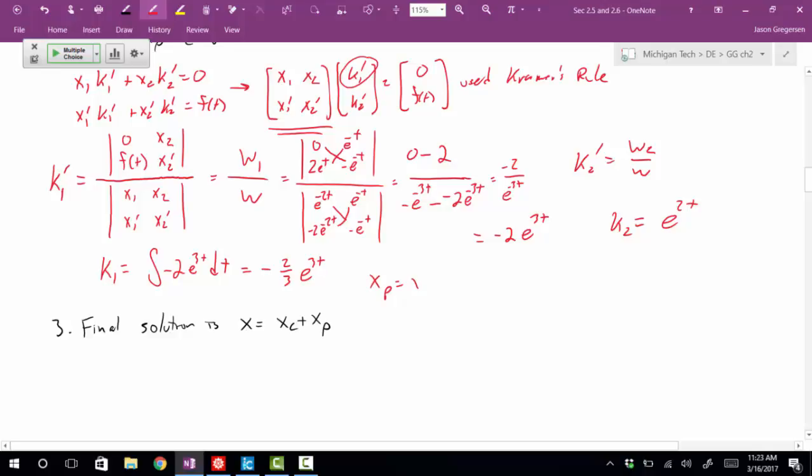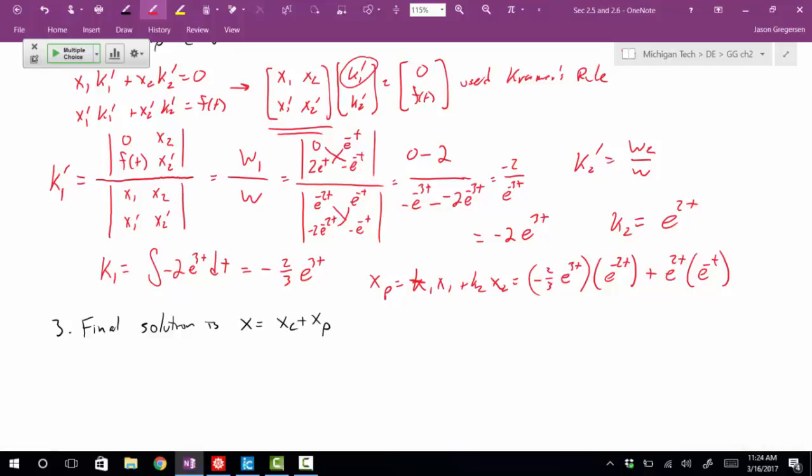is supposed to be k1 x1 plus k2 x2. So I got negative 2/3 e to the 3t. That's k1 times x1, which was e to the negative 2t, plus k2 e to the 2t times x2, which is e to the negative t in this case. And that's my particular solution, xp.